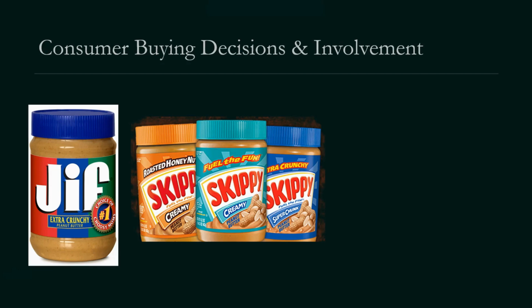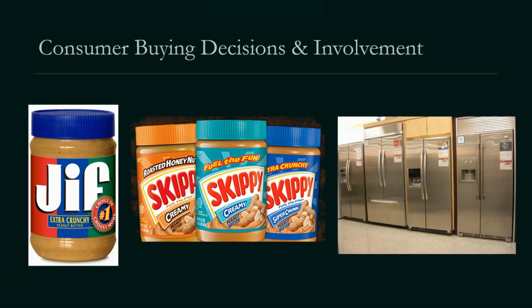An example of extensive decision-making would be buying a refrigerator. These are expensive, infrequent purchases that require a lot of research, time, and consideration. You may spend weeks or months researching different options, visiting Lowe's and Home Depot, and carefully weighing the pros and cons before making a decision. This is a high involvement purchase because it requires a significant investment of time, money, and effort.